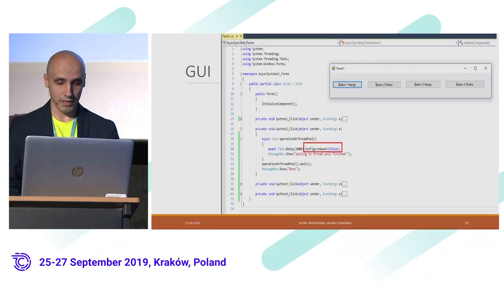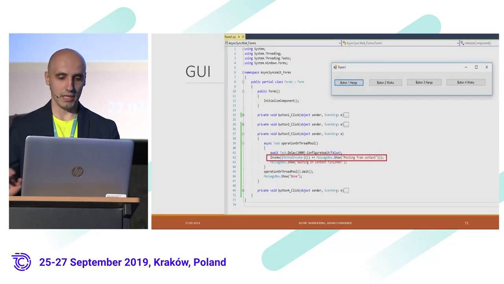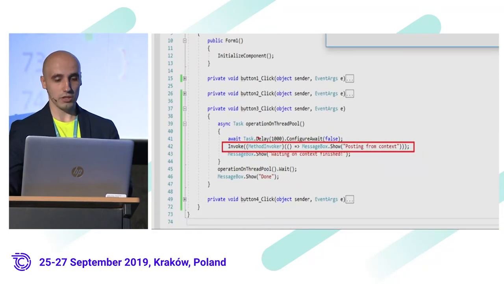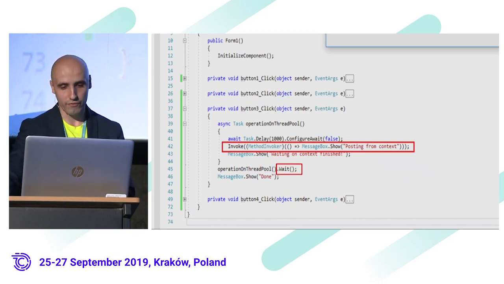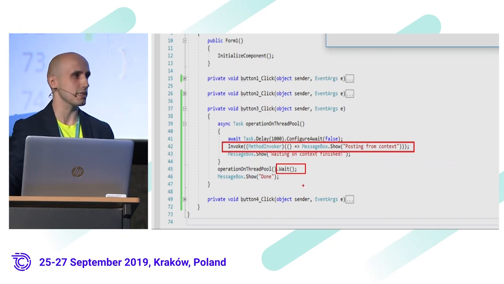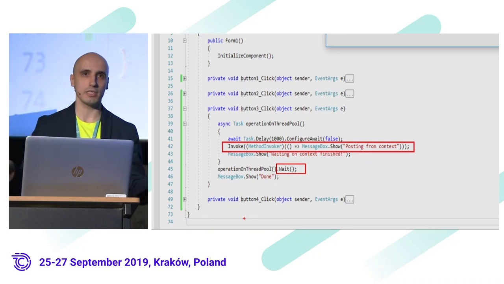Okay, but what happens if someone tries doing something like this? We did not capture the synchronization context, and now we call Invoke to run something on the UI thread. Again, we have exactly the same issue because our UI thread is stuck in the synchronous Wait. So here, even though the continuation has another thread to execute, the continuation wants to go to the UI thread, and the UI thread is blocked. Deadlock again. How to solve it?